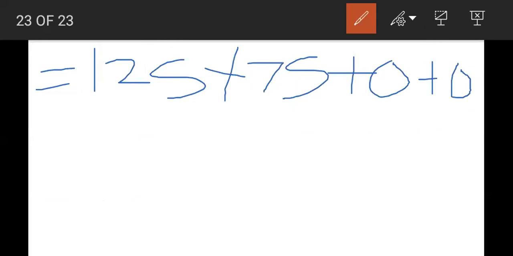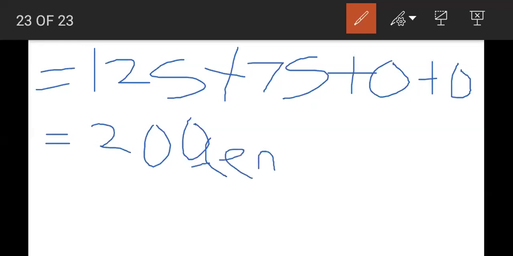Therefore, 125 plus 75 gives us 200. In base what? It was in base 5 before. Yes, we converted to base 10. We converted to base 10. That is that.